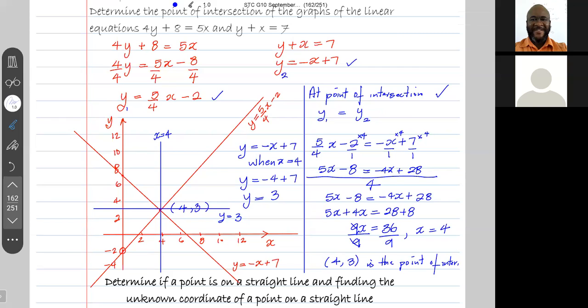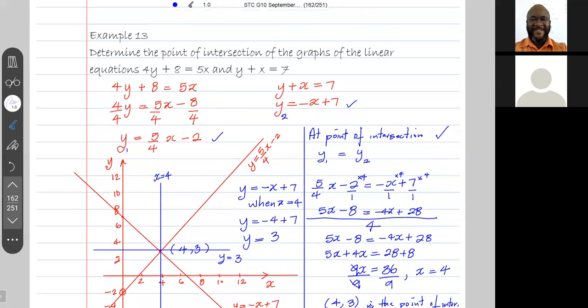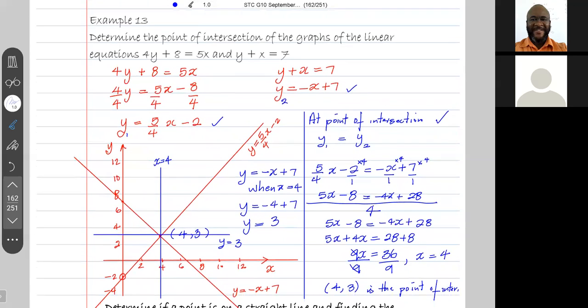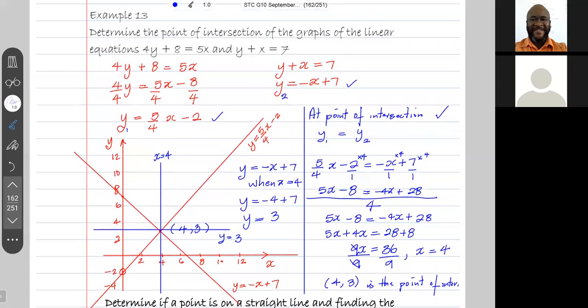Guys, I just did example 13. I want you to go back and do example 12. I'll leave 12 up, 13 up. I want you to go back and do example 12.